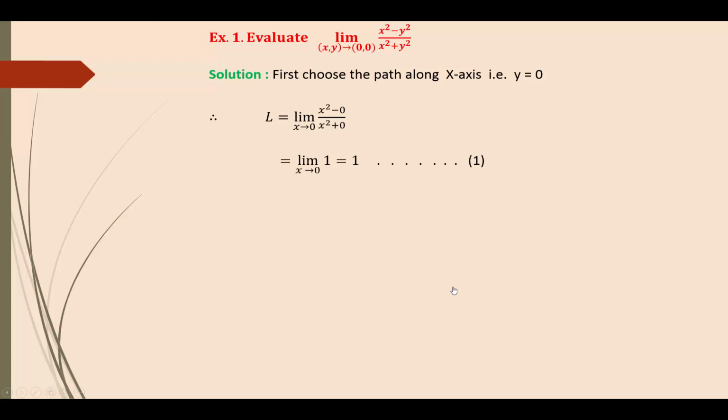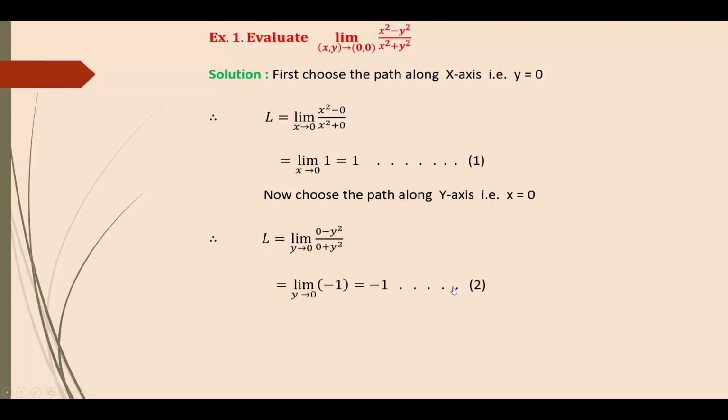Now choose the path y-axis, that is x equal to 0. So the given limit L equal to, put the value of x as 0, so 0 minus y square. L equal to limit as y tends to 0 of (0 minus y square) upon (0 plus y square), equal to limit as y tends to 0 of minus 1, and the limit of minus 1 is equal to minus 1.